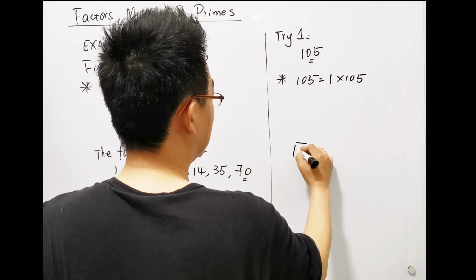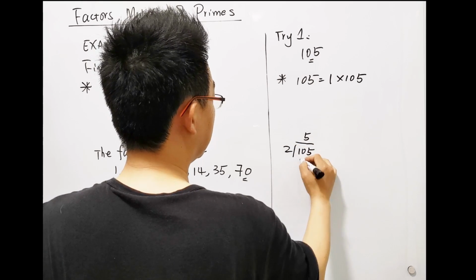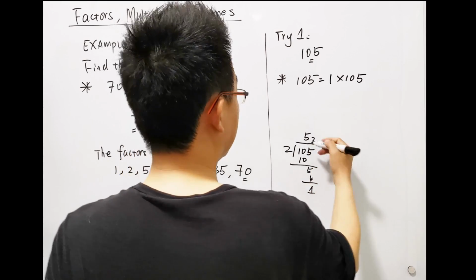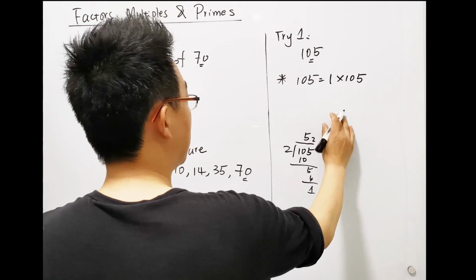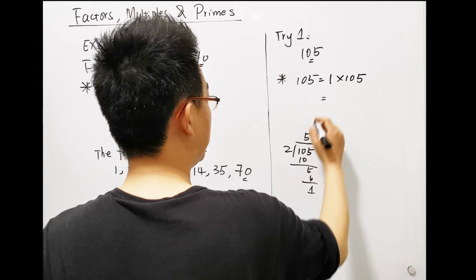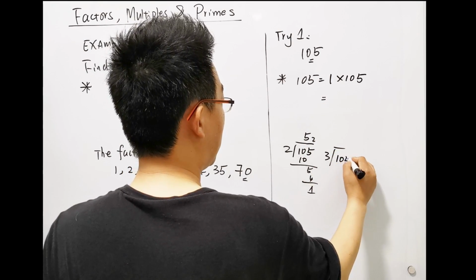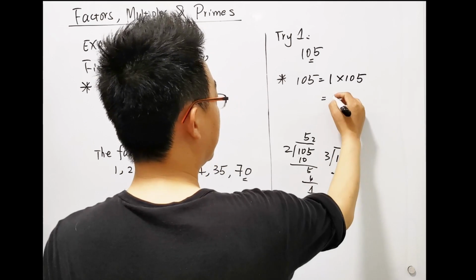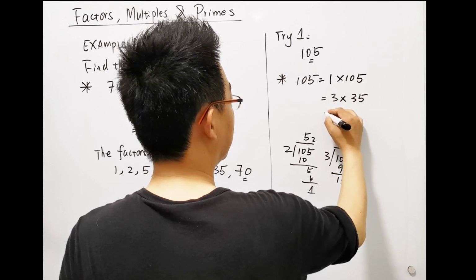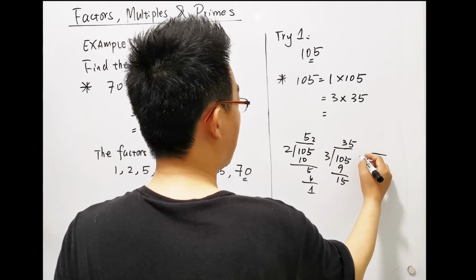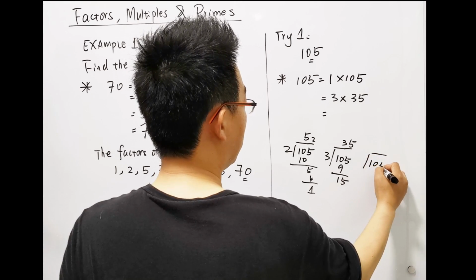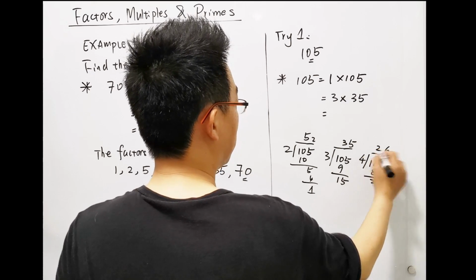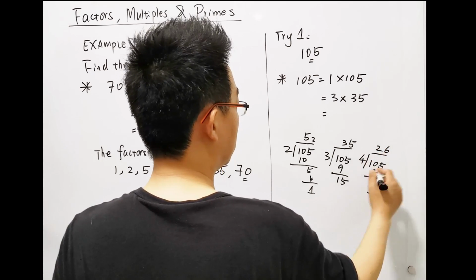Let's look at 2. 105 divided by 2 does not give a whole number, so 2 cannot. How about 3? 3 is good, right? 3 times 35. How about 4? 105 divided by 4 is no good. So try another one.